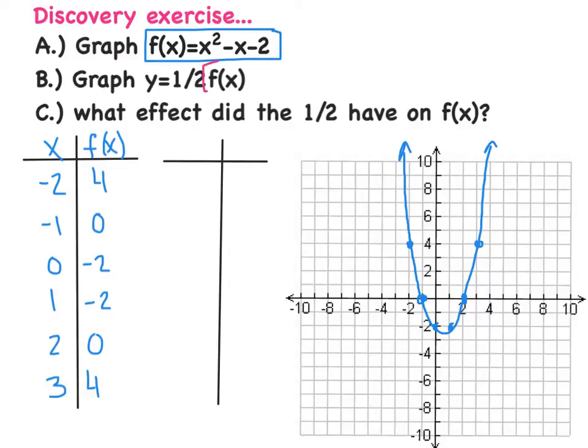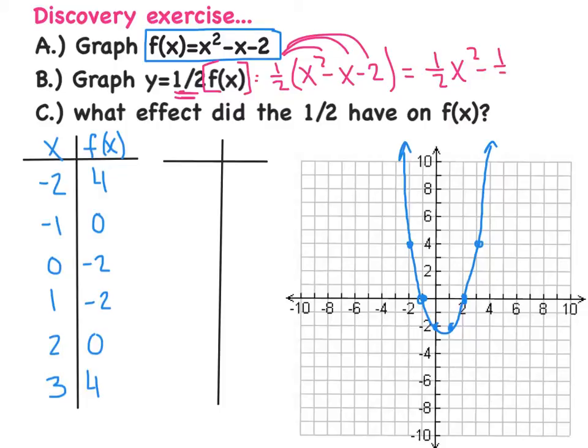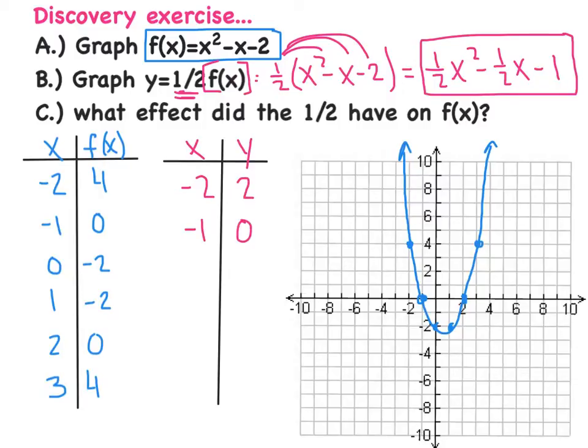They want me to take the function f of x and multiply it by a factor of 1/2. So I've got my 1/2, and I'm going to substitute the original function, x squared minus x minus 2, and I'm going to distribute that factor of 1/2 to all three terms. So I get 1/2 x squared minus 1/2 x minus 1. I entered this into my y equals on my calculator, and I generated a new table of values. Let's really focus on the y values, asking ourselves what's happening to each y value if I compare the two tables.